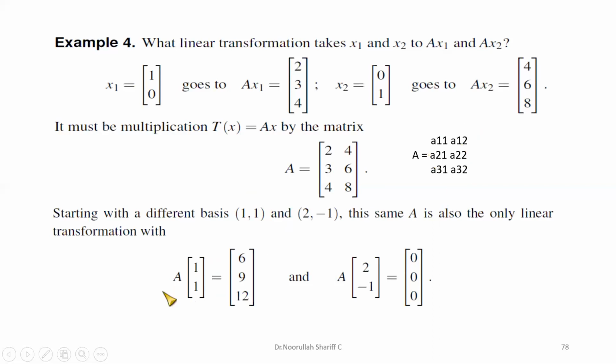A is to be multiplied with this, and then you write the set of equations. A multiplied by 2 and minus 1 will give you the value which is 0, 0, 0, and then you will get the value of A. Now here a different combination of x1 and x2 has been put, and hence you will get the same value of A. So if 1, 1 transforms to this and 2, minus 1 transforms to this, we are going to get the same value of A.